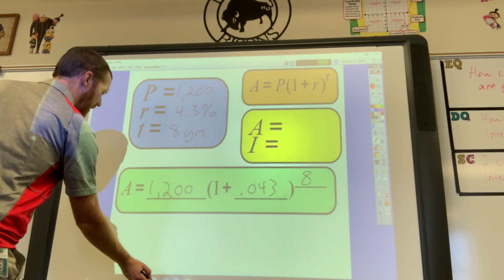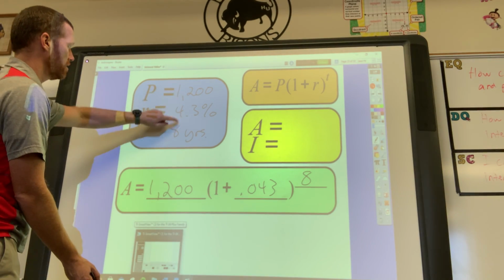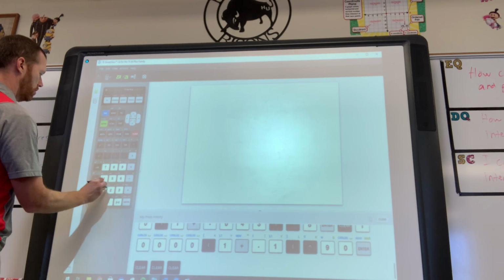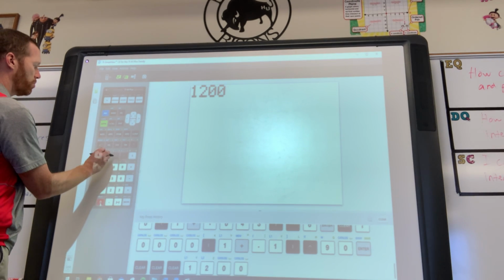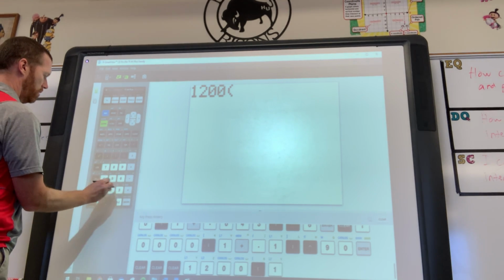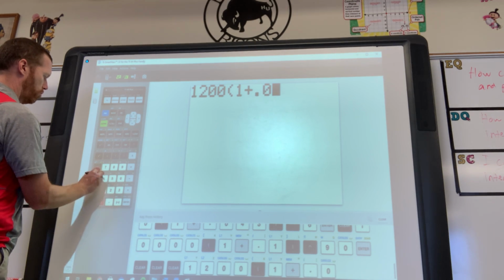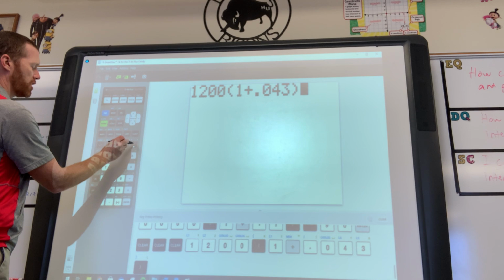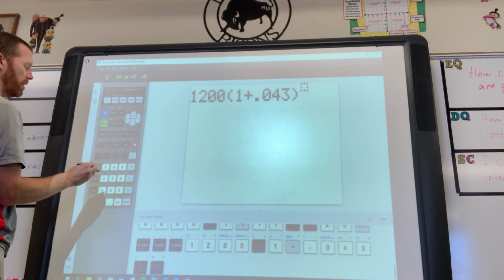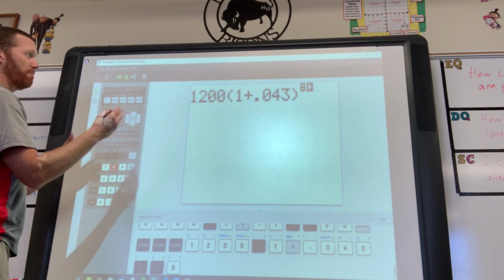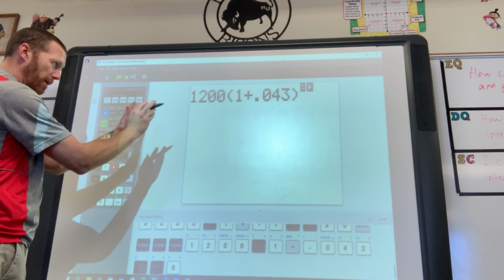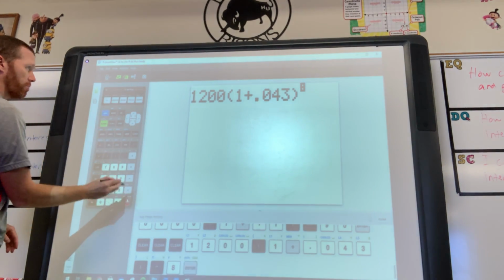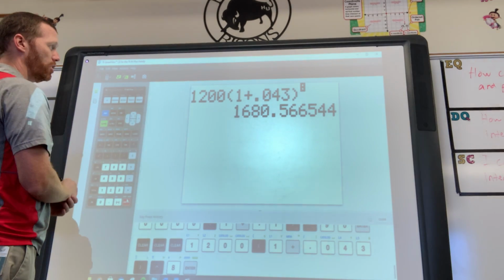So on your TI-89, the way that would run, 1,200, 4.3, and 8: you would type 1,200, then open parentheses, 1 plus 0.043, close parentheses, the caret exponent button, get up there into exponent land, raise to the 8th power. You type all that in, and you say, I typed it in just like I wrote it, so I'm good. Press enter. That's how much money you've got.